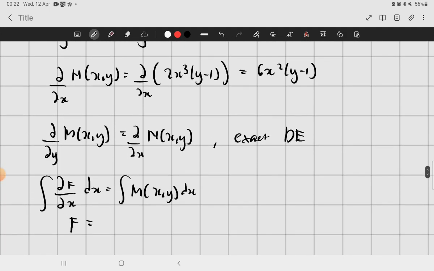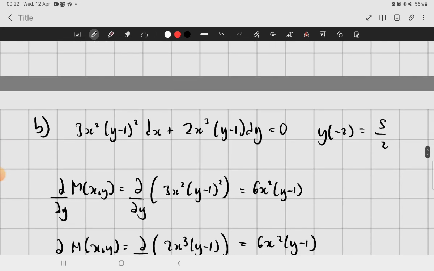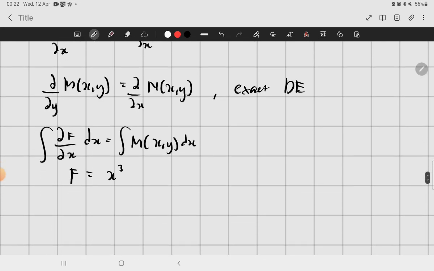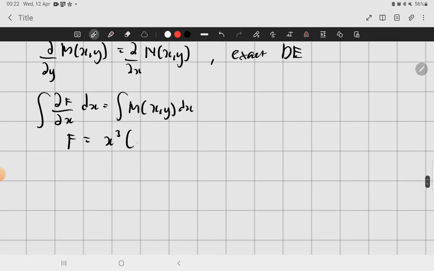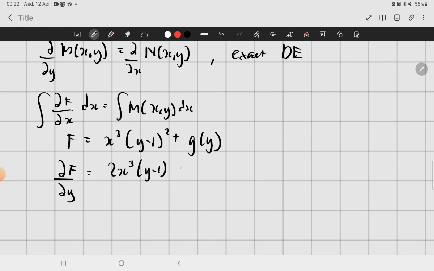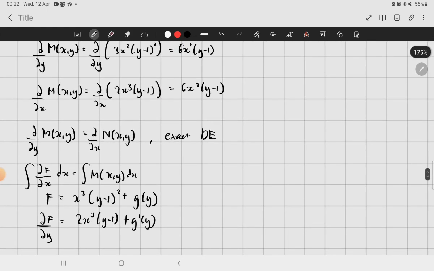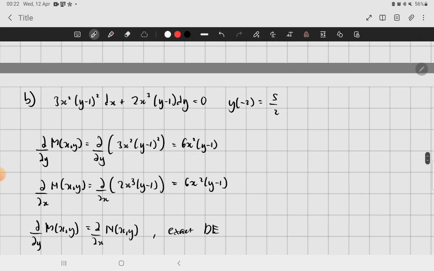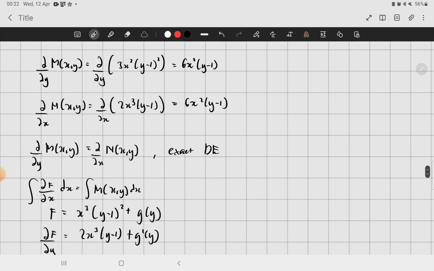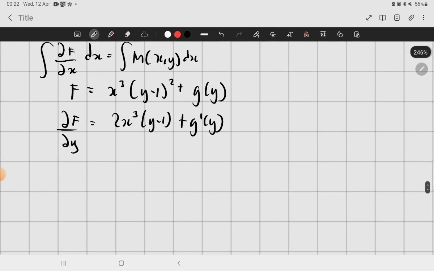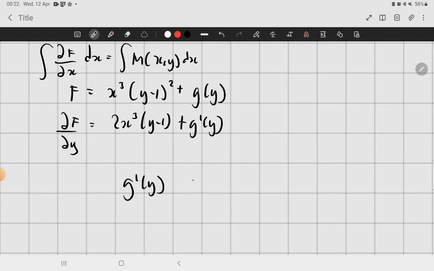So this implies that, well, we will be treating (y minus 1) squared as a constant. So we will obtain this. I'm just going to skip a few steps here, straight to the answer, plus g of y. And now by differentiating partially with respect to y, it will be 2x cubed times (y minus 1) plus g prime of y. And by comparing it with the function of N, which is this function here, therefore g prime of y is a constant, so we will have it like this. So by integrating this with respect to y, therefore you will have c.